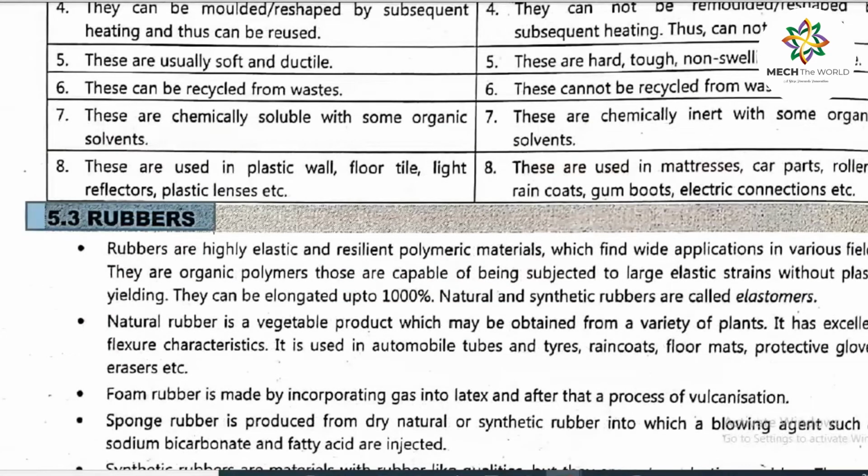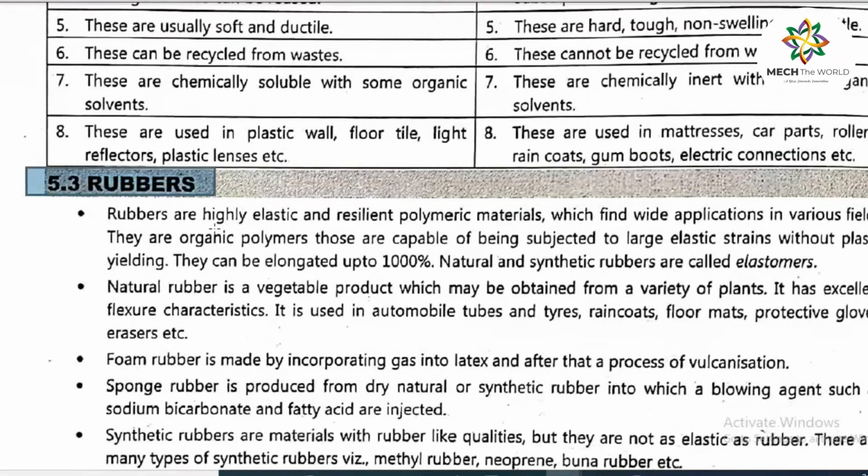In this topic, rubbers are highly elastic and resilient polymeric materials. That's why it is named rubber or elastomers. Rubbers or elastomers possess elasticity. They can be elongated 9 to 10 times larger than their original size. So rubbers are scientific or artificial polymeric materials which find wide application in various fields.